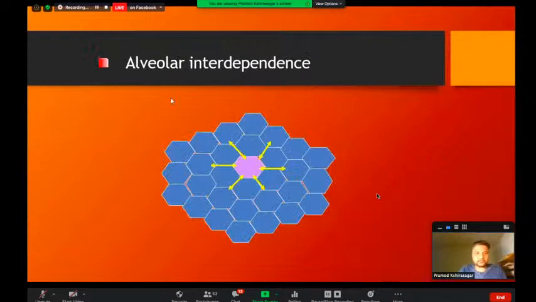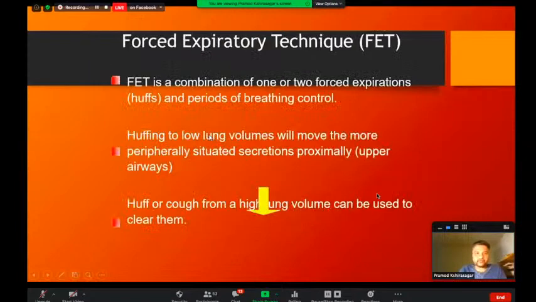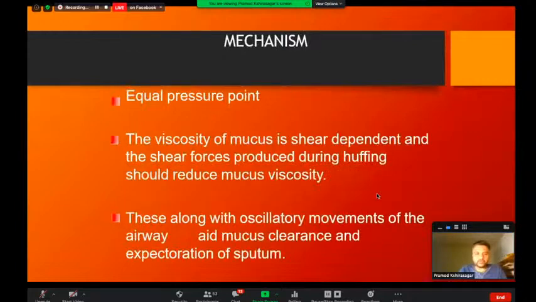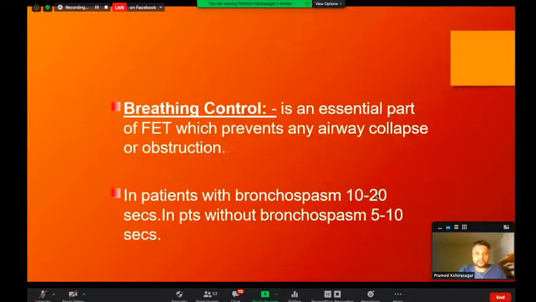There is also what is called alveolar interdependence. For example, if some group of alveoli are affected, you take a deep breath and hold for 3 seconds, and the adjacent alveoli will also stretch the collapsed alveoli. That's why it's called alveolar interdependence. They are connected to each other, so you want to help them. Then the forced expiratory techniques like huffing or coughing, after you do all this, move to the equal pressure point, so you can open the airways and clear the airway secretions.